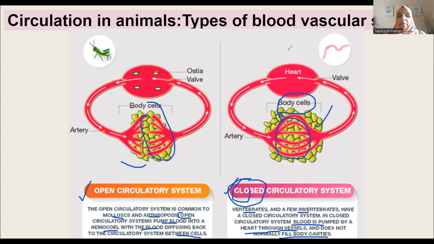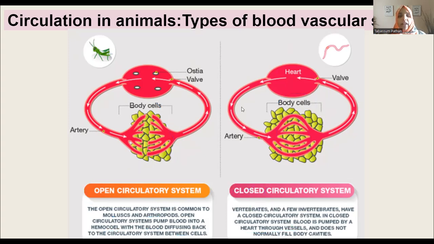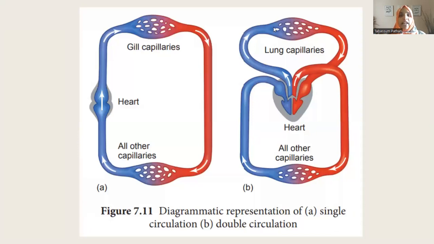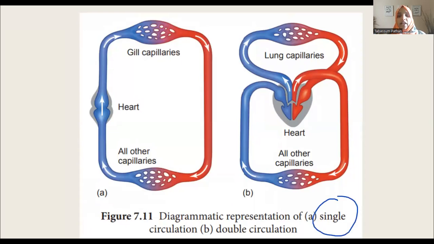So that's the difference between open and closed. Now the closed is further divided into two types of system, that is single circulation and double circulation. Again, the word itself suggests the type of circulation. What happens in single, for example, in fish. In fishes, you have single type of circulation, and then let's say your humans and most of the higher animals, the mammals, they show double type.